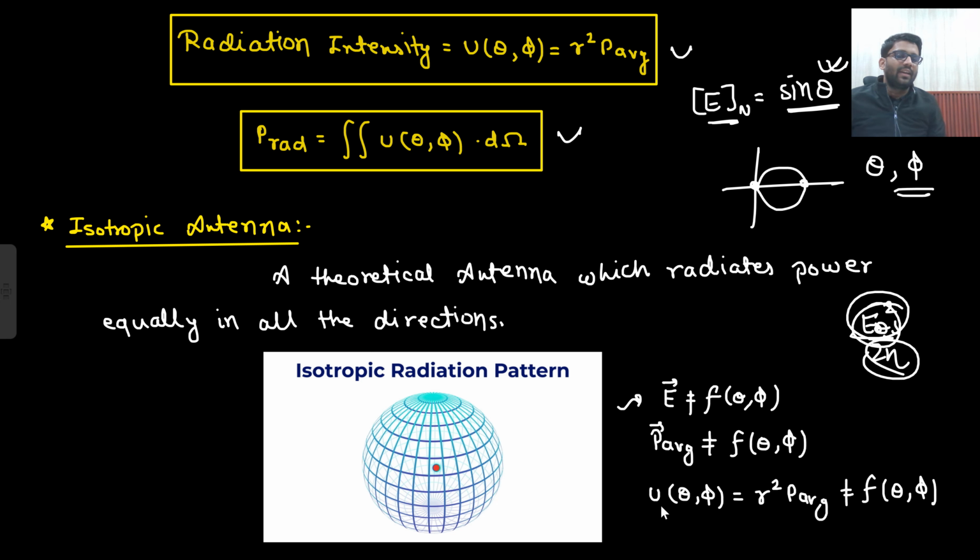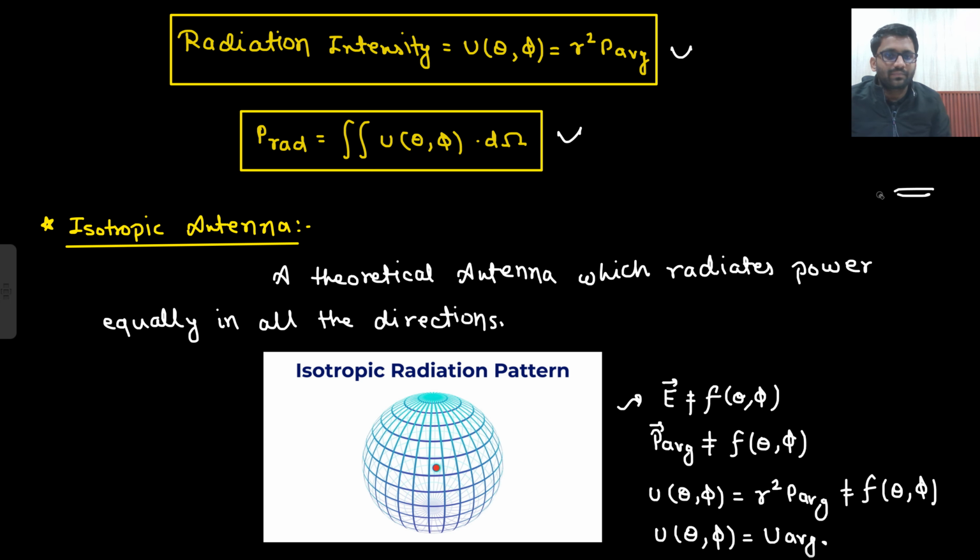So what did you understand? Here we have written radiation intensity as U theta comma phi, but it is not actually a function of theta comma phi. So can I write down my U theta comma phi as U average? So radiation intensity of an isotropic antenna is known as average radiation intensity.